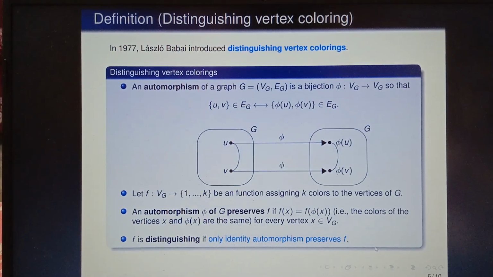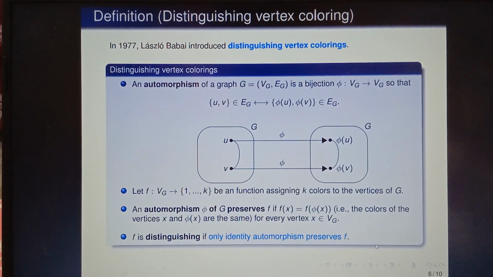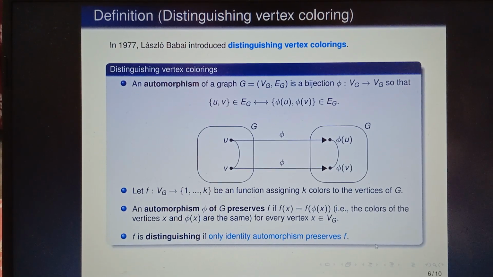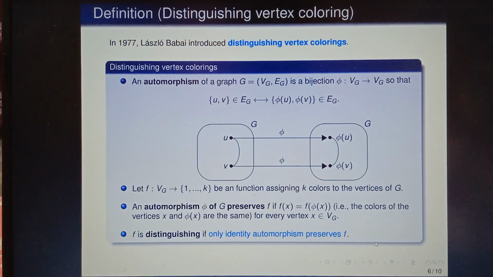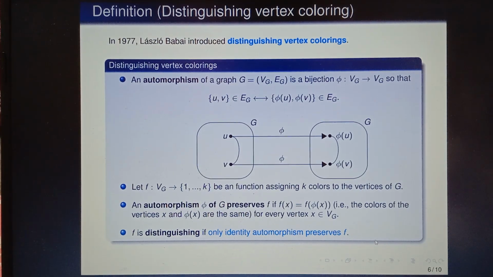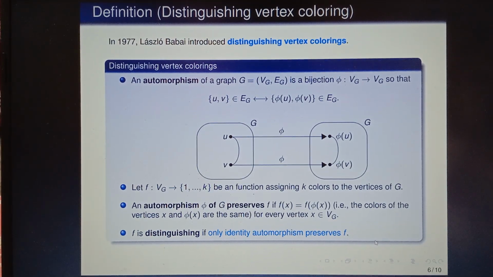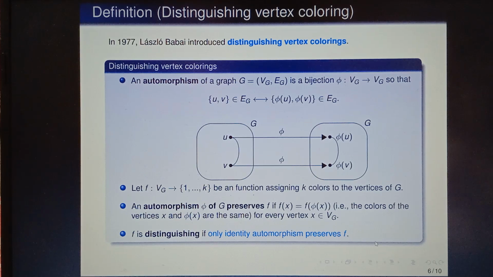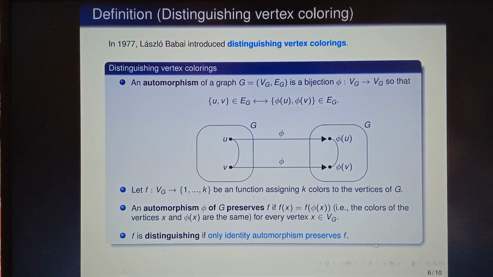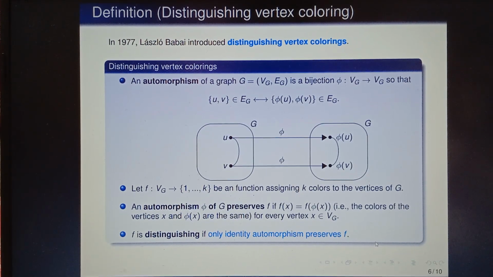Next, we will discuss the definition of distinguishing chromatic number. But before that, we need to know the concept of a distinguishing vertex coloring. In 1977, Laszlo Babai introduced the concept of distinguishing vertex coloring under the name of asymmetric colorings. So let's understand what a distinguishing vertex coloring is.